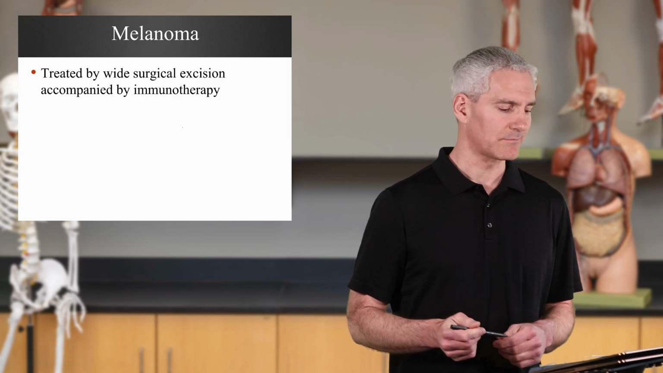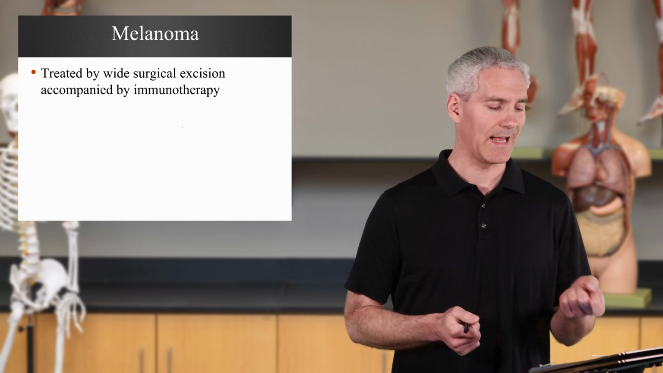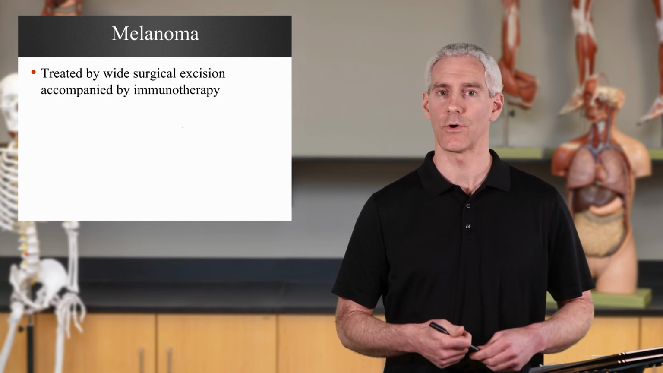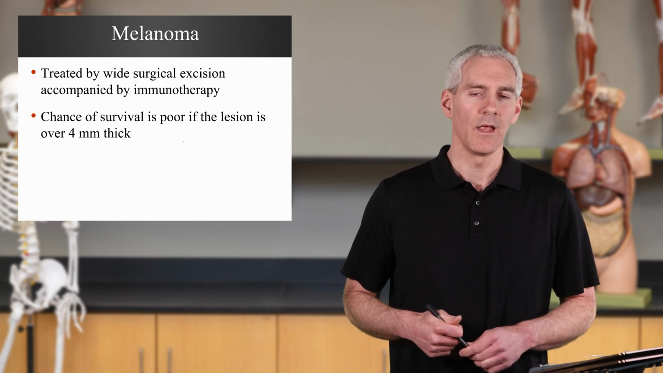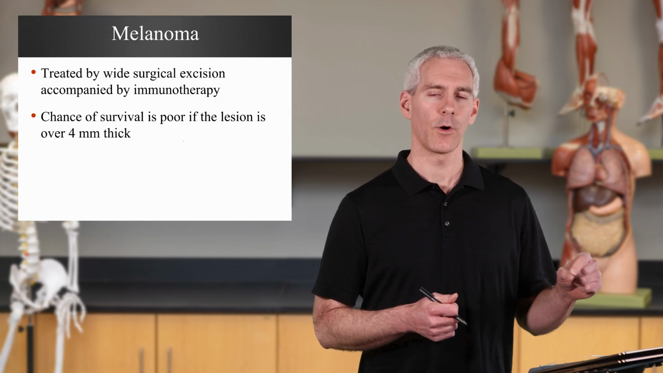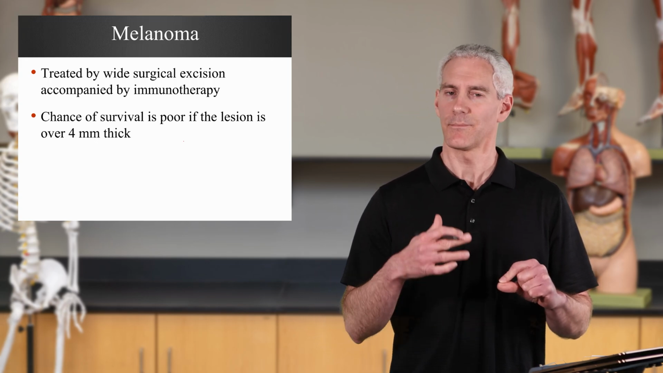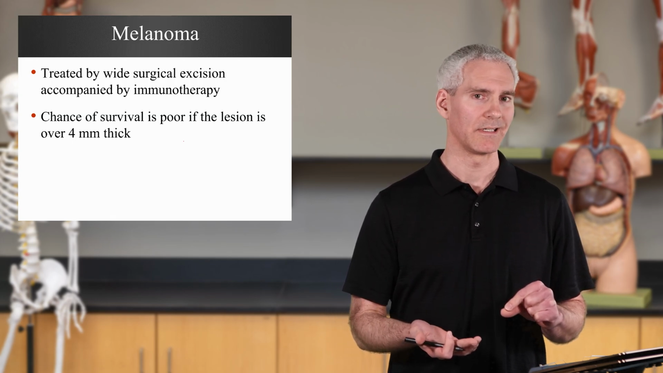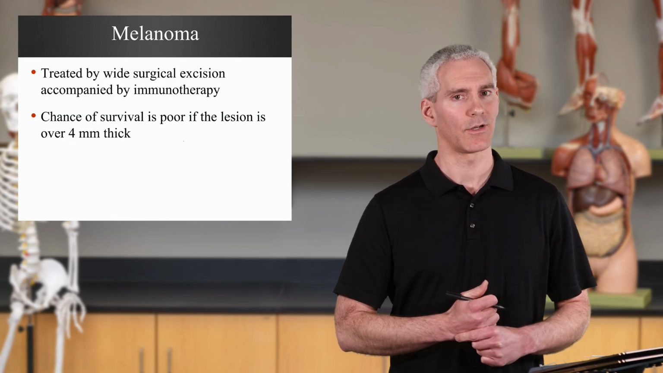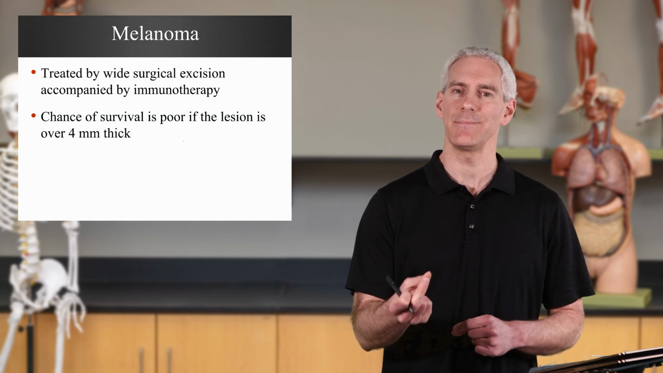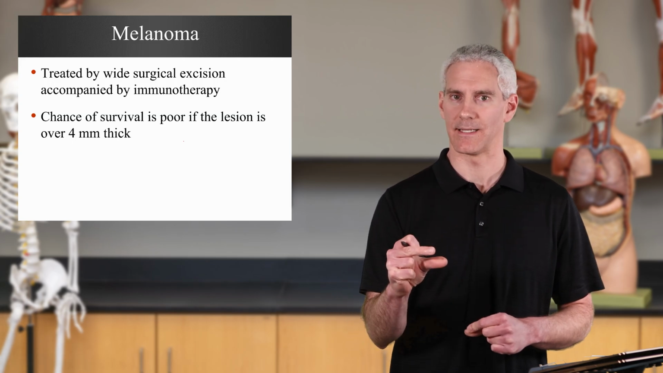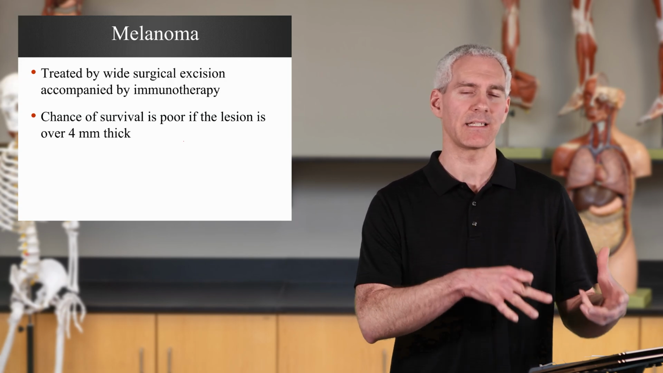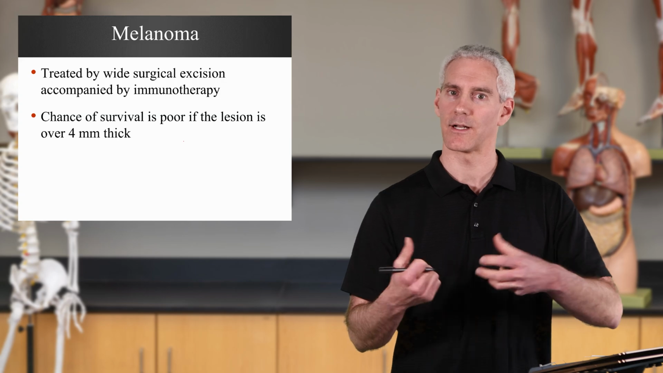So how do you treat these? A lot of them are surgical removal, and then they'll try immunotherapy. Because again, chemotherapy doesn't work, so we're doing immunotherapy. If the lesion is 4 millimeters or less, prognosis is decent. But 4 millimeters thick or more, unfortunately, it's not a great outlook at that point. Because by the time it's hit 4 millimeters or thicker, there's a really high chance it has metastasized and already started to spread around.